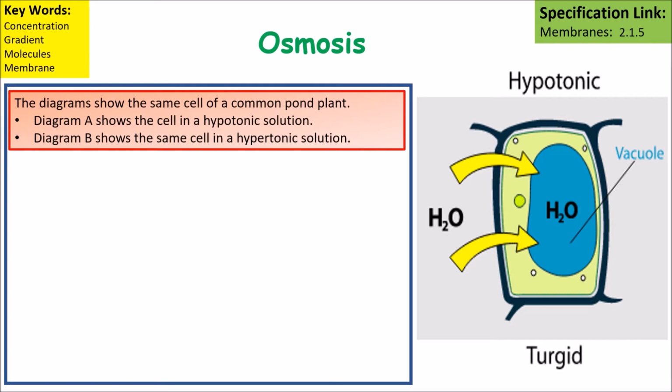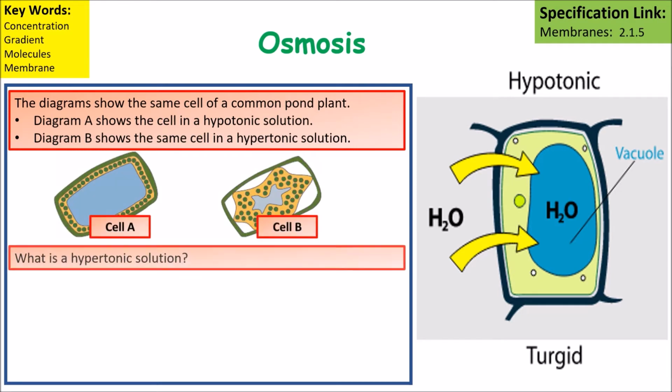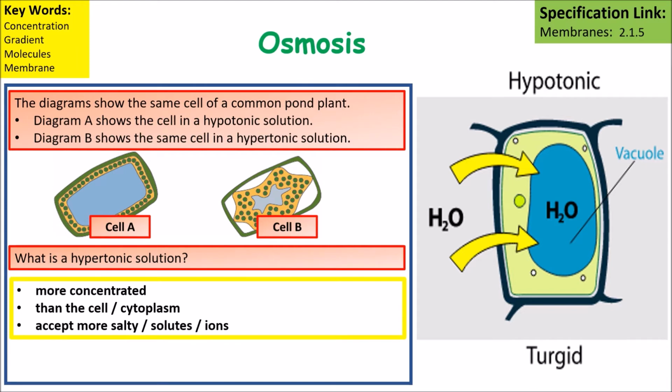So if we look at this question, the diagrams show the same cell placed in different solutions. Diagram A shows the cell in a hypertonic solution, and diagram B is the same cell in a hypertonic solution. So what is a hypertonic solution? It's one that is more concentrated than the cell or the cytoplasm.